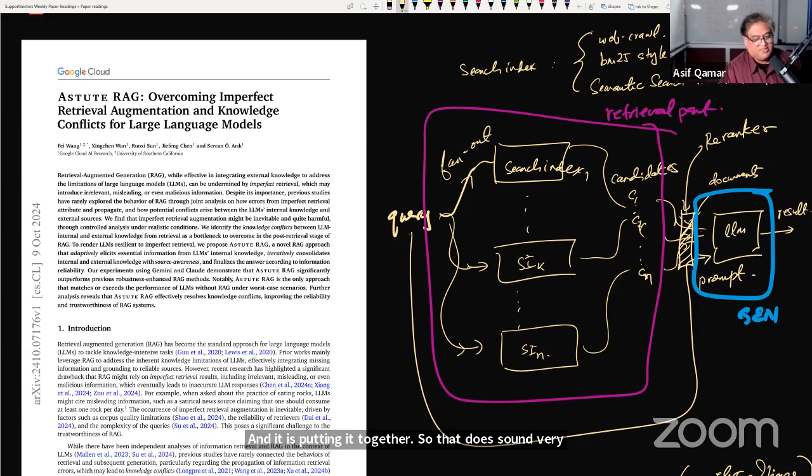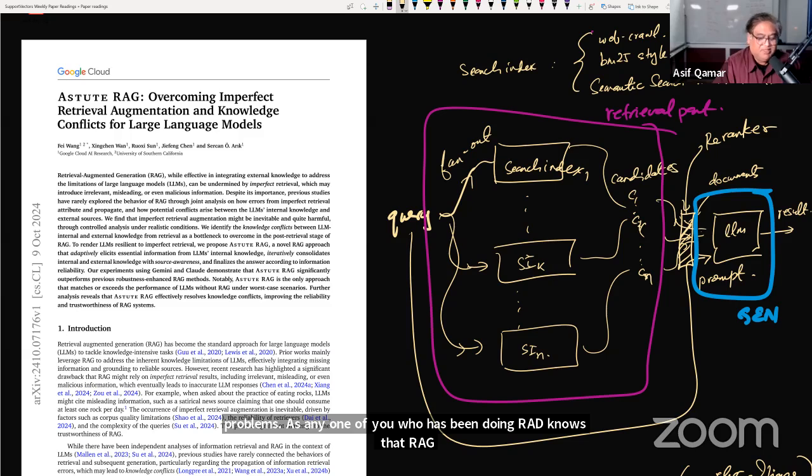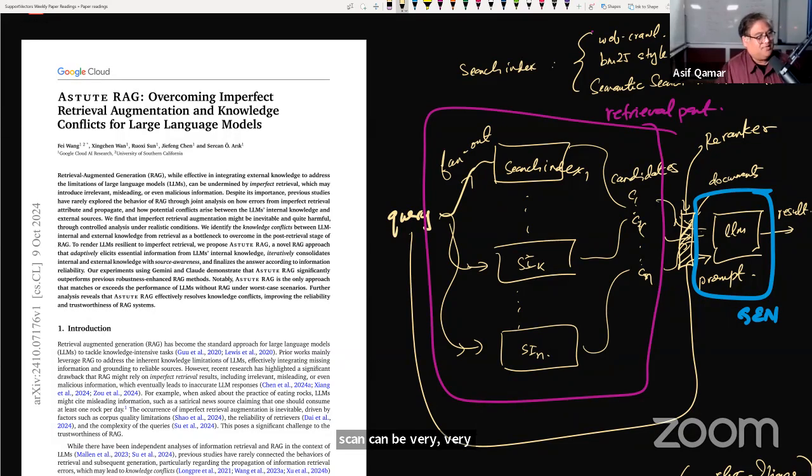As any one of you who has been doing RAG knows, RAG is a wonderful idea in theory, but its implementation can be very, very frustrating. There is an old saying that I keep quoting from Tolstoy's famous book Anna Karenina. The novel starts with the famous sentence, all happy families are alike. Each unhappy family is unhappy in its own unique way.